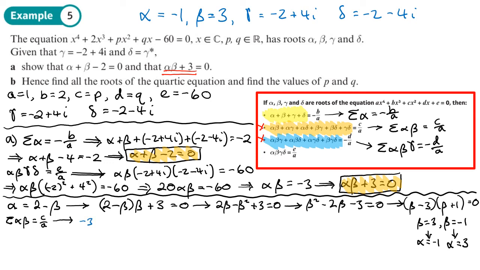-3 alpha beta. Alpha gamma, -1 times by -2i plus 4i. That's going to be plus 2 minus 4i. Right, alpha delta. So that becomes plus 2 plus 4i. Where are we now? Beta gamma. So that gets times by 3, so we end up with -6 plus 12i.